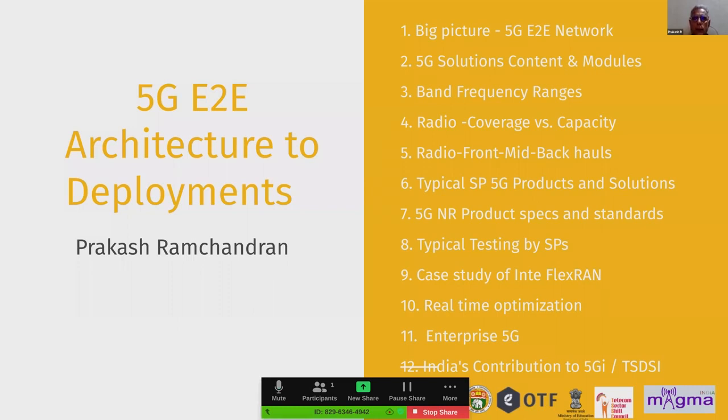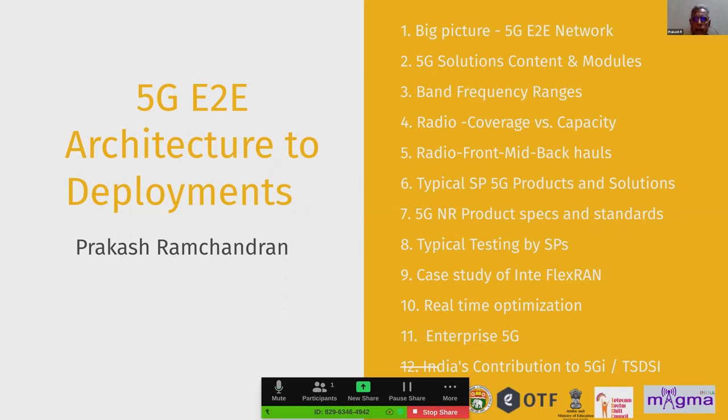First one is the 5G end-to-end network. How is the 5G solution provided by vendors, and the various content and modules? What are the bands of frequency and the ranges? What is the radio coverage versus the capacity? What are the radio front, mid, and back hauls? And what are the typical service provider 5G products and solutions?